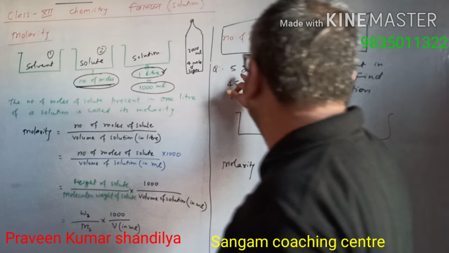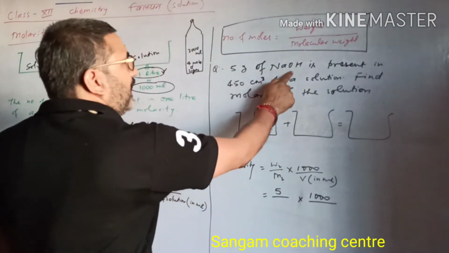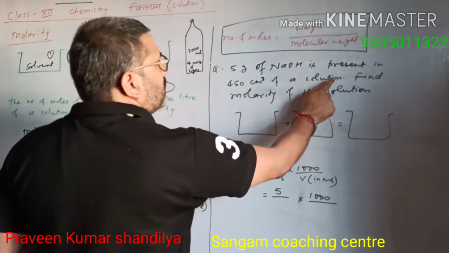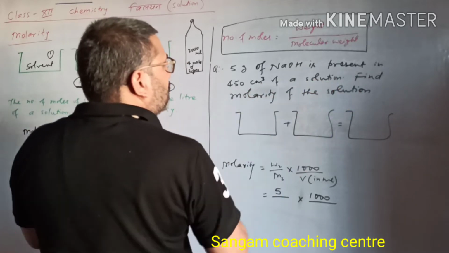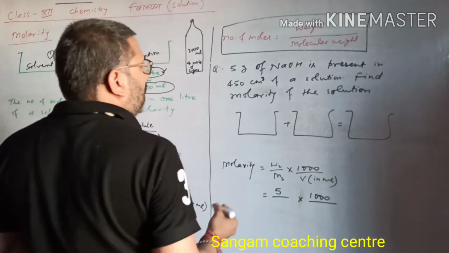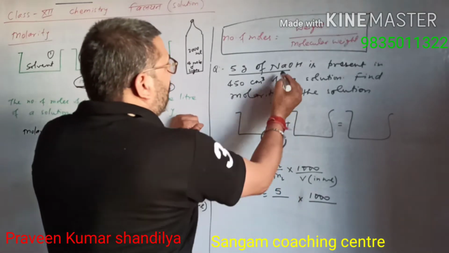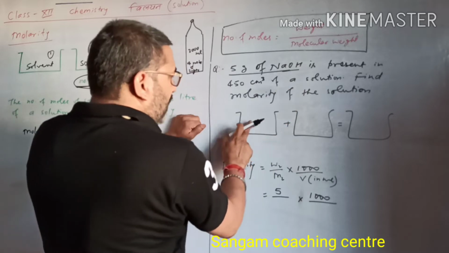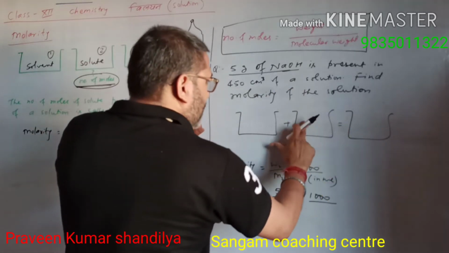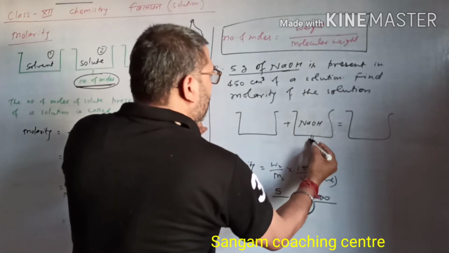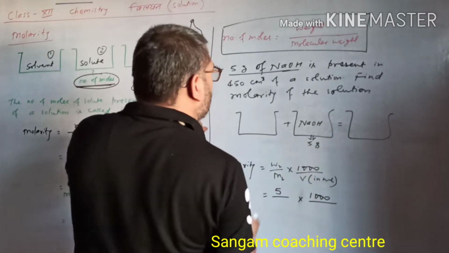My next question is: 5 gram of NaOH is present in 450 centimeter cube of a solution. Find the molarity of the solution. First of all, we have to take 5 gram of NaOH. Where can we write NaOH? Here is NaOH. It is the solute. How much? It is 5 gram.